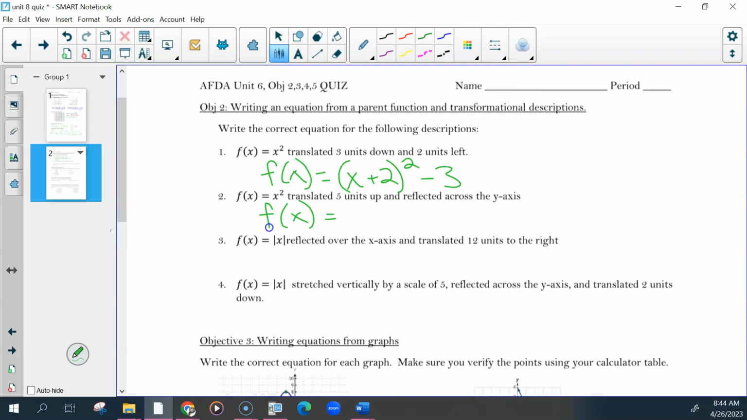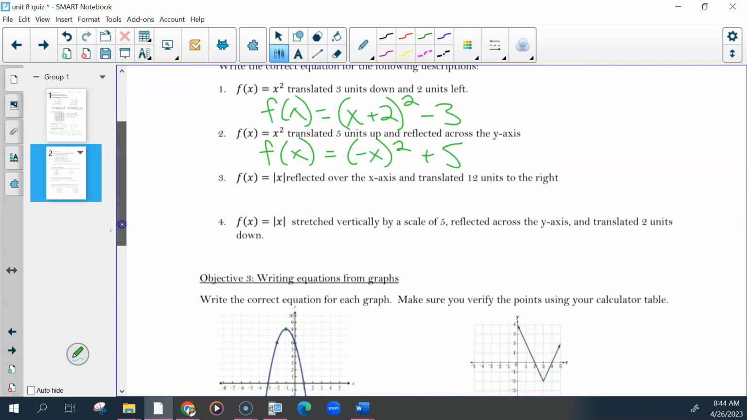For the second one, reflected across the y-axis is a horizontal, so that should have been inside, and then plus 5 on the outside. Three is now absolute value. Some of you were mixing these, putting absolute value here and the square, and then same thing here. Make sure you're keeping them straight. Only x squared for these, only absolute value for these. Reflected over the x-axis was negative in front, and then minus 12 inside.